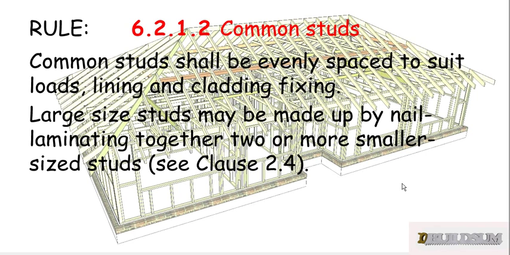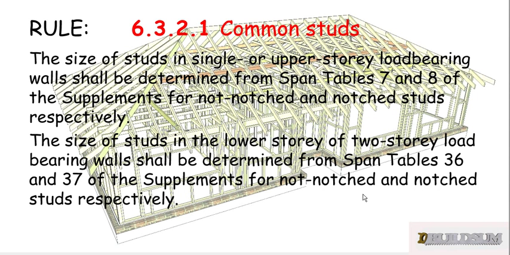Rule 6.2.12 says that common studs shall be evenly spaced to suit loads, linings and cladding fixing, and large size studs may be made up by nail laminating together two or more smaller size studs, which is in clause 2.4.